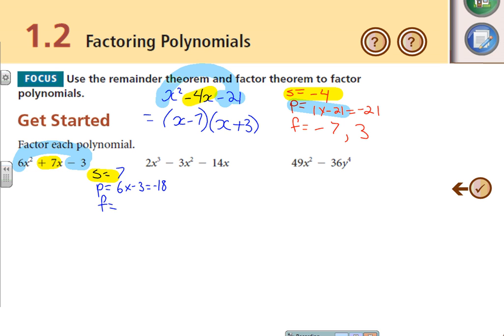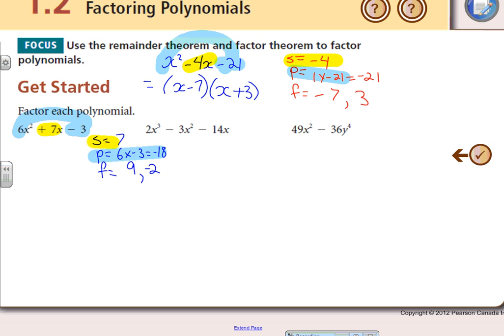So if we look at the factors in this one, what two numbers are going to multiply together to give us negative 18, add together to give us 7? We need a negative and a positive, because it's negative, and the bigger one has to be positive. So we've got 9 and negative 2. At this point, we've got a couple options on which method of factoring you use. I'll show decomposition, and then I will show the shortcut method as well.